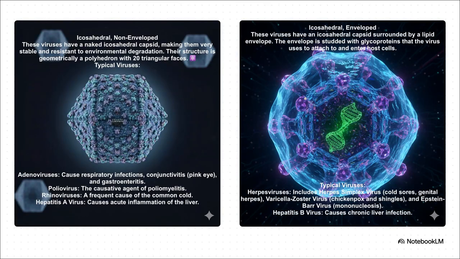And this is a perfect way to see what we're talking about. On the left, you've got that naked capsid of a virus like the John Cunningham virus. On the right, an enveloped one, like herpes virus. Without that fragile, fatty outer layer, the John Cunningham virus is just way more resistant to breaking down, which has real implications for how it gets transmitted.